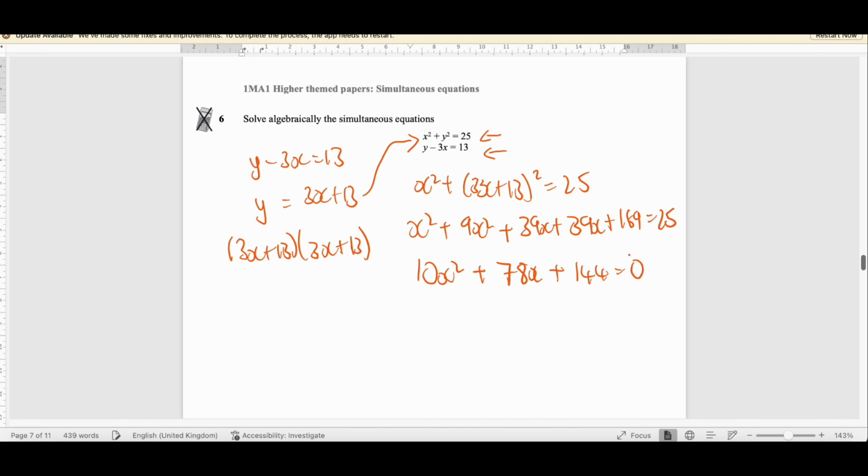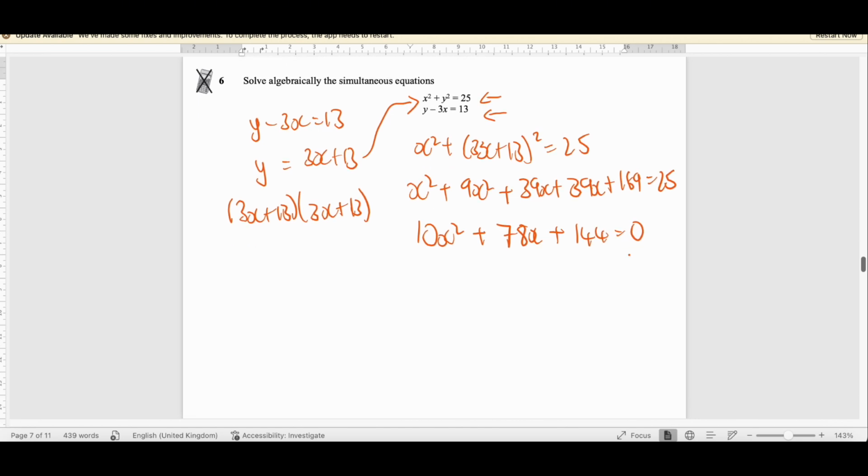The reason why we make it equal to 0 is that at this stage we can now, as it's a non-calculator paper, factorize it to solve it. So if I look at all the coefficients, they're all even, so I'm going to halve it to reduce the size of the numbers to make the work a little bit easier. So I get 5x squared plus 39x plus 72 is equal to 0, and then we're going to factorize it.